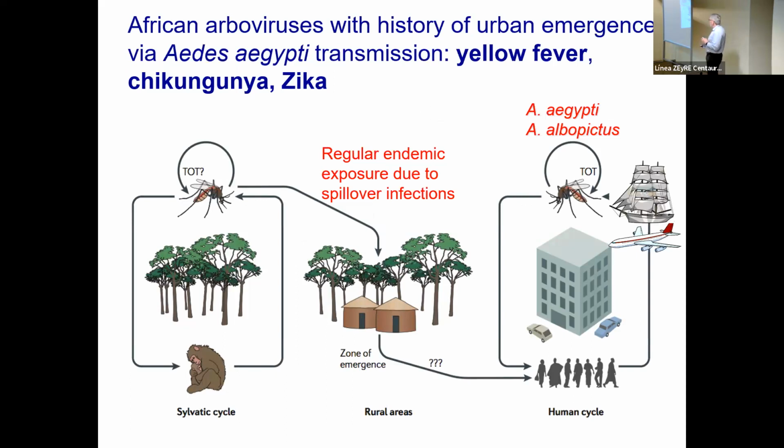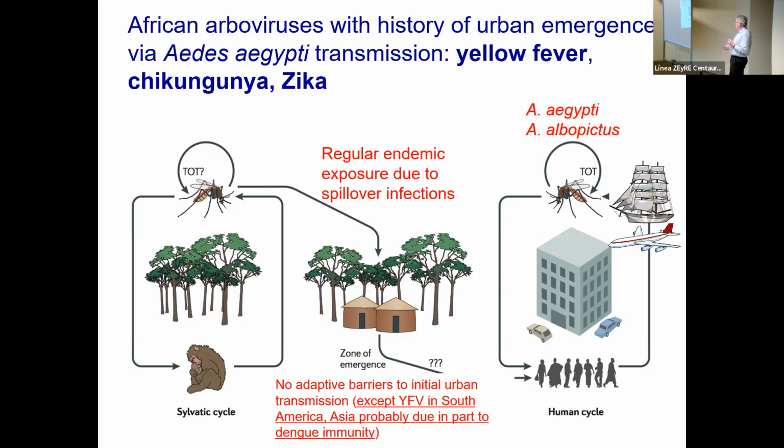So just to wrap everything up, I'll end by using my cartoon here and summarizing the findings. First of all, whether or not there's an adaptive barrier to these viruses moving from enzootic to urban, we see no evidence of that for chikungunya or Zika virus. We do see evidence of that for yellow fever in South America, where there have not been urban outbreaks in many decades, and in Asia, where there's never been an urban outbreak.